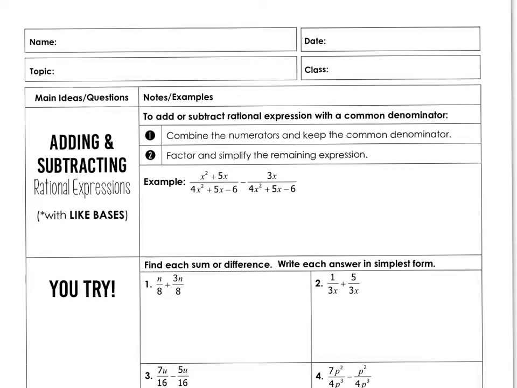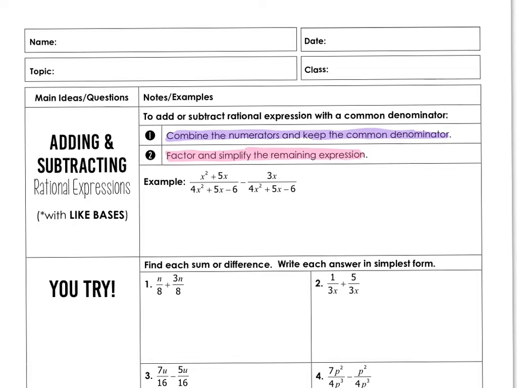Well, how do we do that? The first step is, we combine the numerators. We combine the top and keep the common denominator. So the denominator stays the same, and we just add or subtract the numerators, whatever it tells us to do. The second step is we factor and simplify, making sure my answer is in the simplest form we can get. And that is how we add and subtract rational expressions.